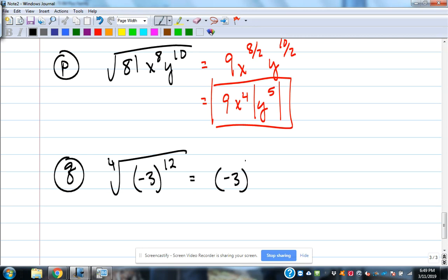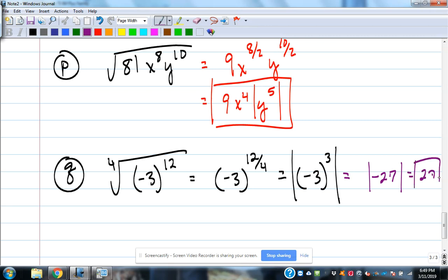That'd be -3 to the 12 over 4. Should be -3 to the third. Why did I put absolute values around it? It's the even index. Even though it's a number, we know that that's what's happening. But if I take -3 to the third power, I get -27. But it's in absolute values. That's really 27. That works out for me.